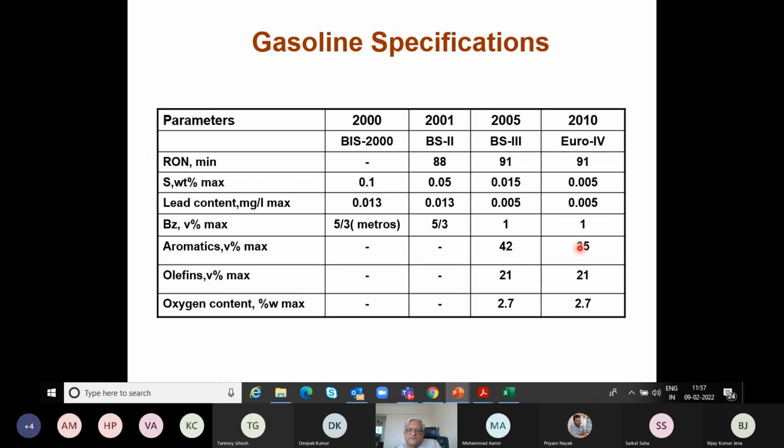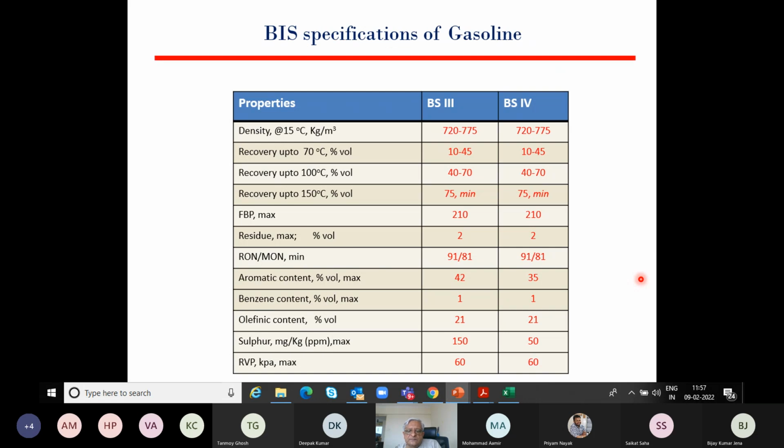So now there is a spec of maximum 35% aromatics content, and olefin content going down to 21%, and now down to 18%. And the oxygenates, either TAME or MTBE, or alcohol, are what is being blended today. As of today, we are on Euro 6, which is exactly the same as Euro 4 or BS4, only the sulfur content is 10 ppm instead of 50 ppm. Other specifications are roughly the same.